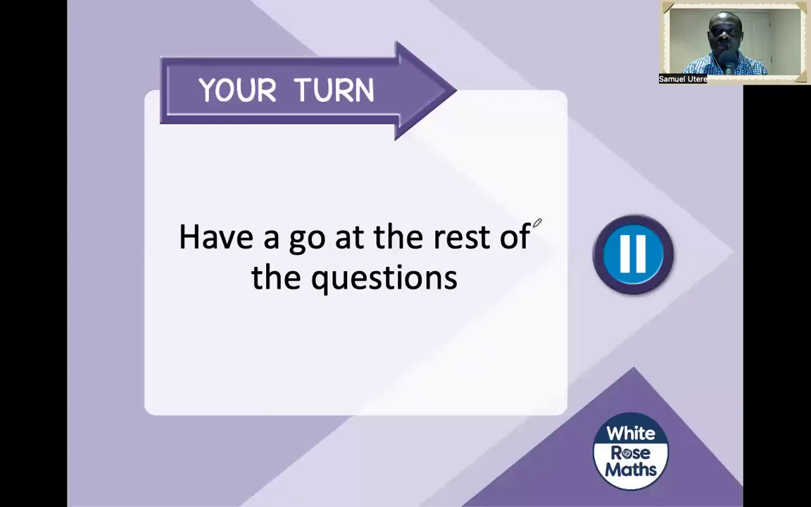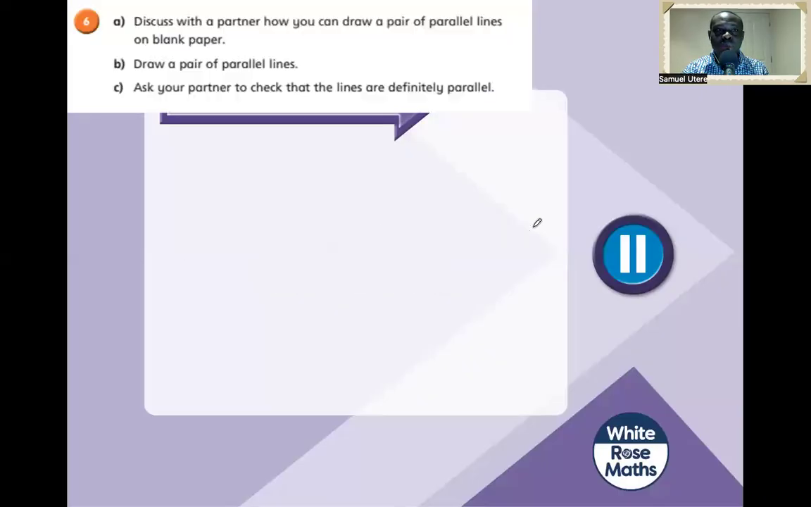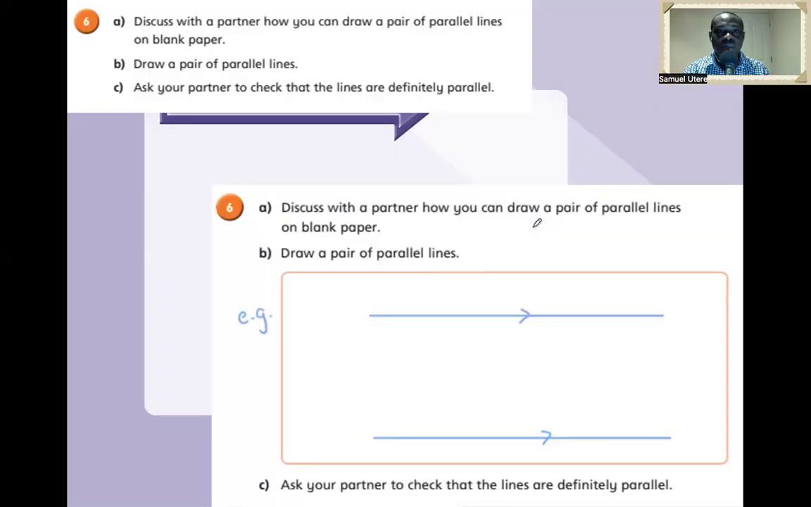It's now time for you to practice what you've learned. So pause the video and answer question 6 in 2 minutes. Assuming you've paused the video and you've answered question 6, here is the answer. So here you were asked, discuss with your partner how you can draw a pair of parallel lines on blank paper. So remember what we did?